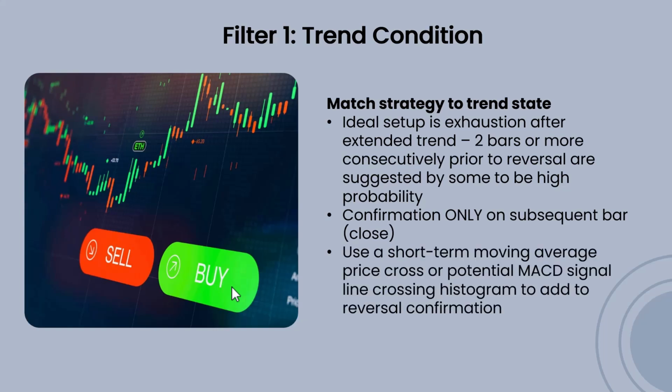We could do things like use a short-term moving average price cross or potential MACD signal line crossing the histogram to add to that reversal confirmation. So for example, if we're looking at an engulfing pattern that created a short entry, what we might do is not only wait for that confirmation candle after the previous engulfing candle, but want it to cross, let's say, a 7 EMA. If you are going to use a moving average, it's always better to use the EMA because of its weighting, it is more responsive to trend. We'll show you an example of that in a moment.